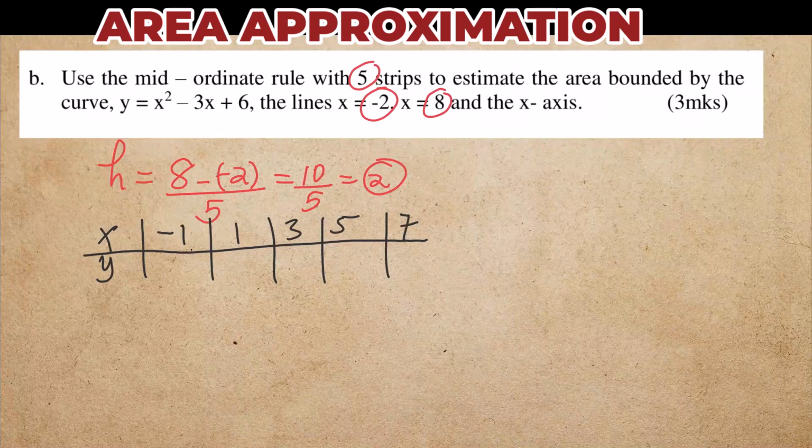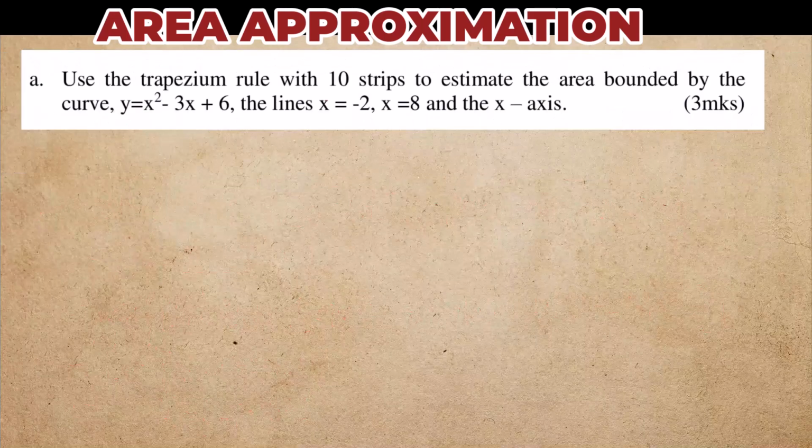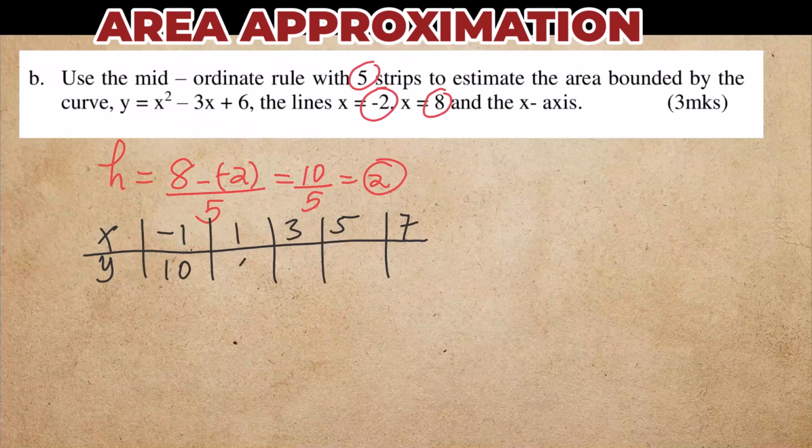So getting the values of y, of course, you're using the first table. We already calculated that. So using this table that is here, these are the ones that we have taken. So 1, 2, 3, 4, 5. So when x is -1, y is 10. So 10, 4, 6.